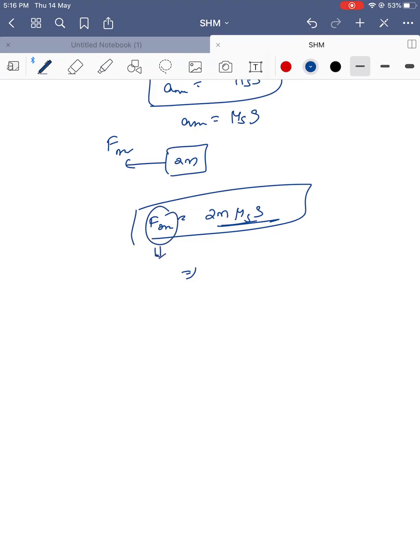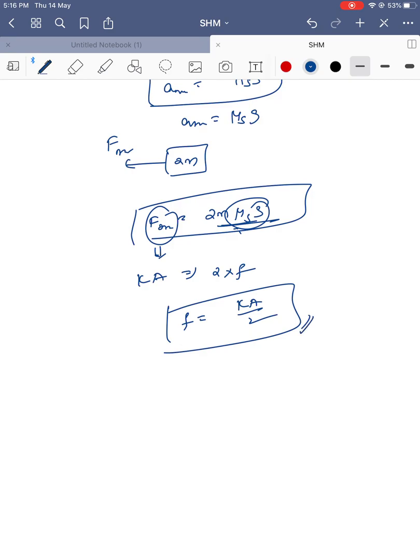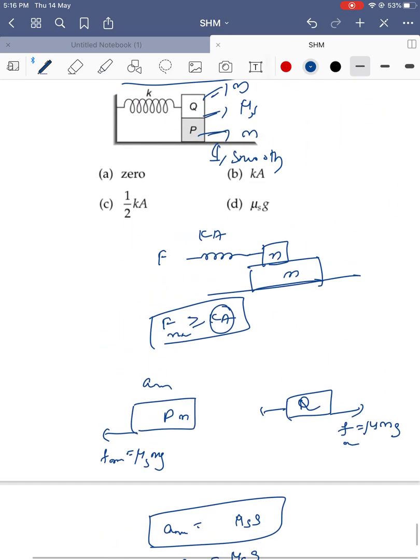The force that is applied is K into A. Friction, mu s into m into g, is nothing but the friction force, so 2 into F, and friction is equal to Ka by 2. So this can be done in this way, or it can be done in another way also.